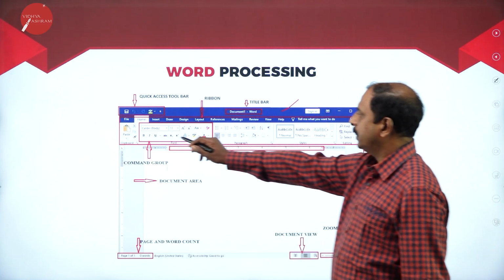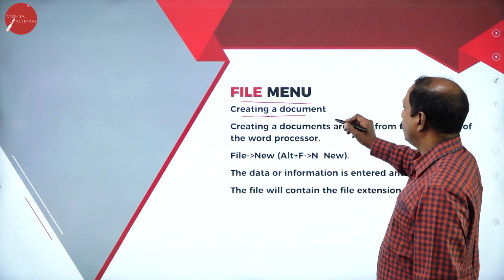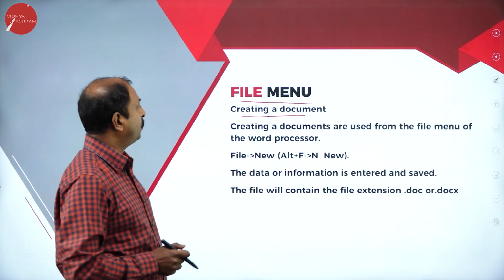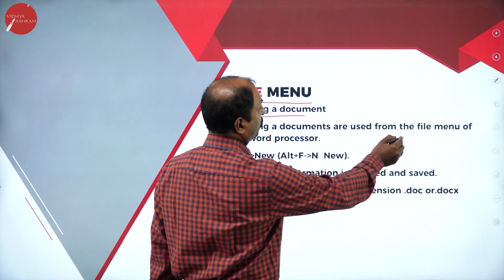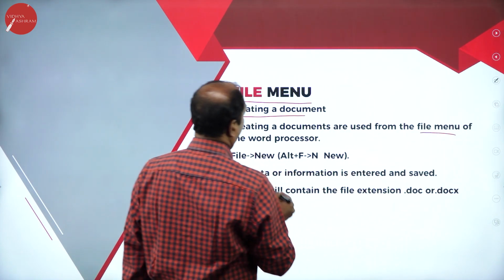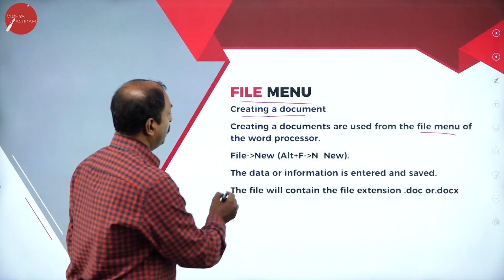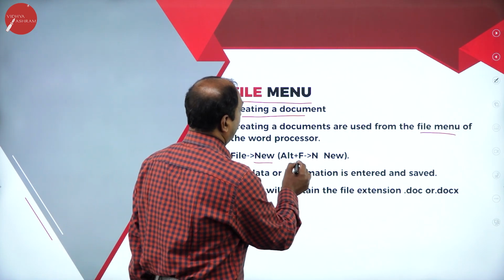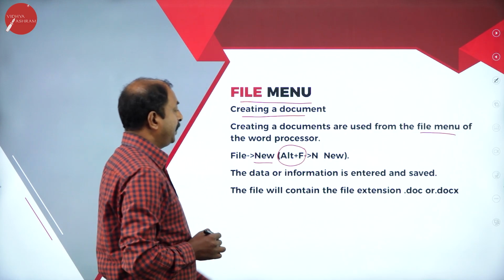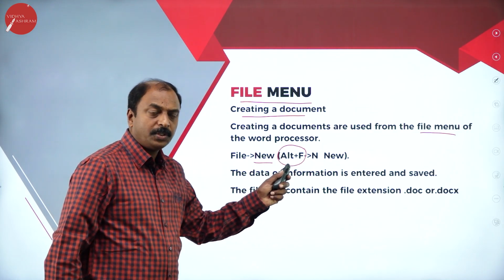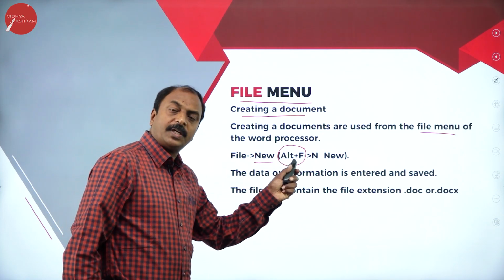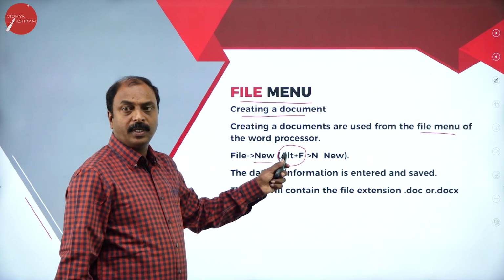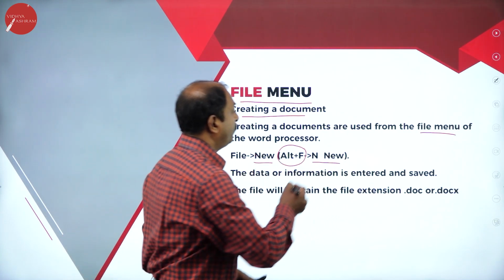Accordingly, under the file menu, there is an option for creating a document. How to create an MS Word document? The first one is creating a document from the file menu of the word processor. Under the file menu, there is an option called new. It is new, and it is Alt F. Another method is a shortcut key. Instead of using a mouse to select the file menu, with the help of the keyboard you can directly press Alt F. So the control goes to the file menu. Under that you can select N, which stands for new.